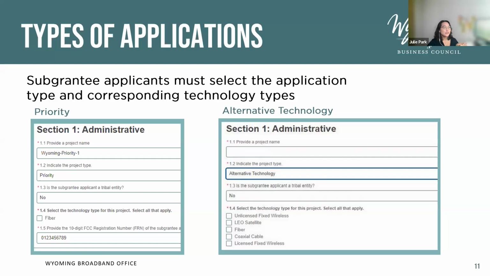And if you look at these examples on the left, we've got the priority application that's been selected for question 1.2, and the only technology type that you see for question 1.4 is fiber, because priority applications must be end-to-end fiber. Alternatively, for the alternative technology application type, there's a longer list of technologies available. And so it's just important to make sure that you're selecting the proper project type and technology types in section 1.